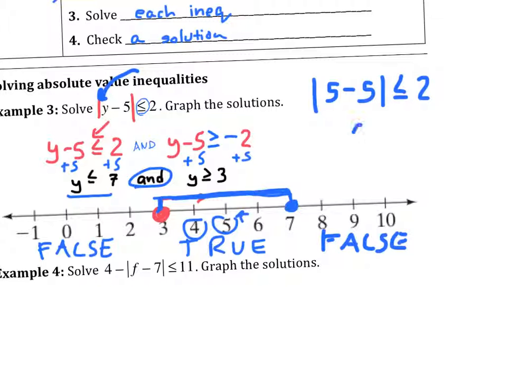So I'm testing this. The absolute value of 0 is less than or equal to 2. So 0 is less than, oh, great. It does indeed work. So at least I know that I'm on the right track. The check does not prove 100% that I'm right. It just proves that I'm probably right.